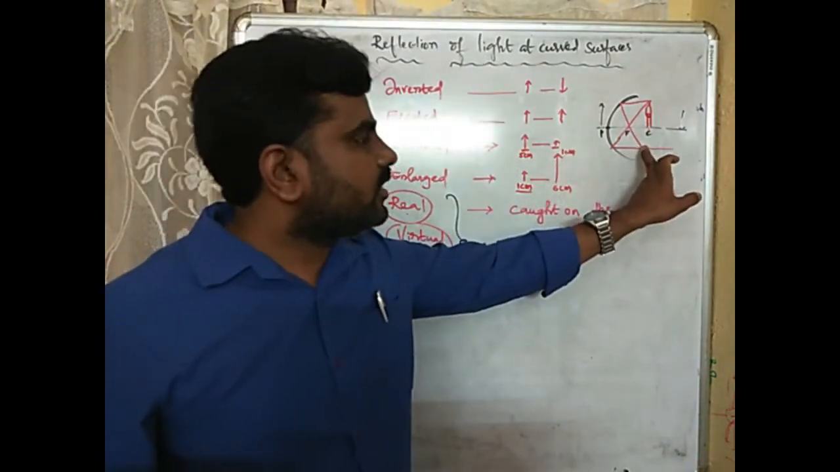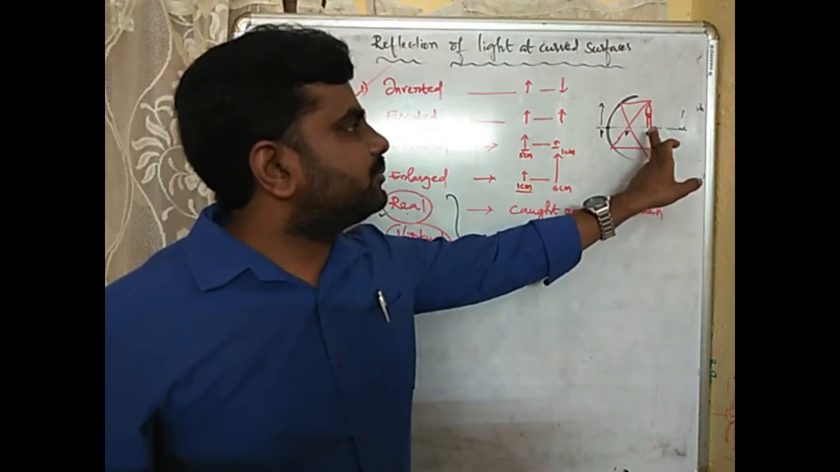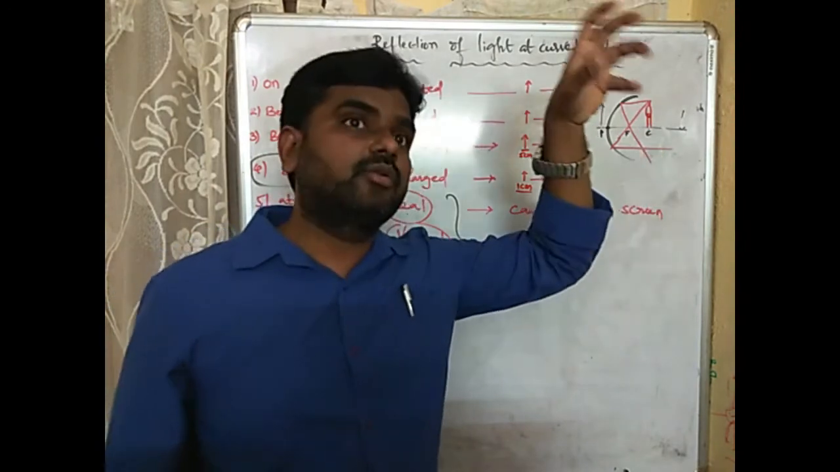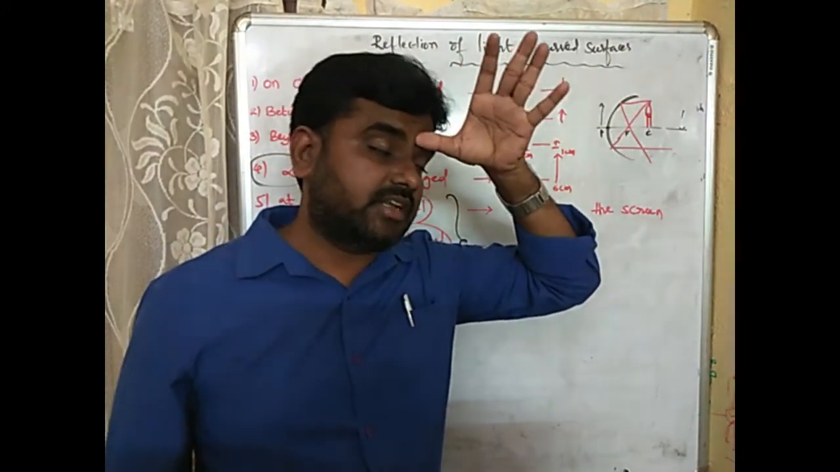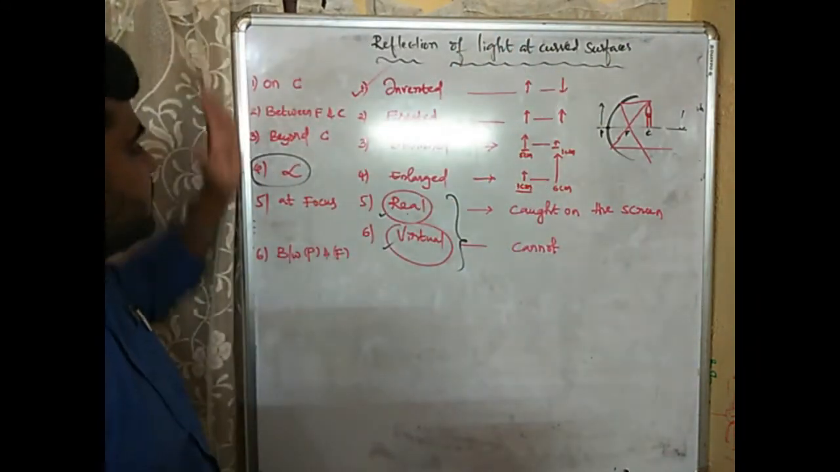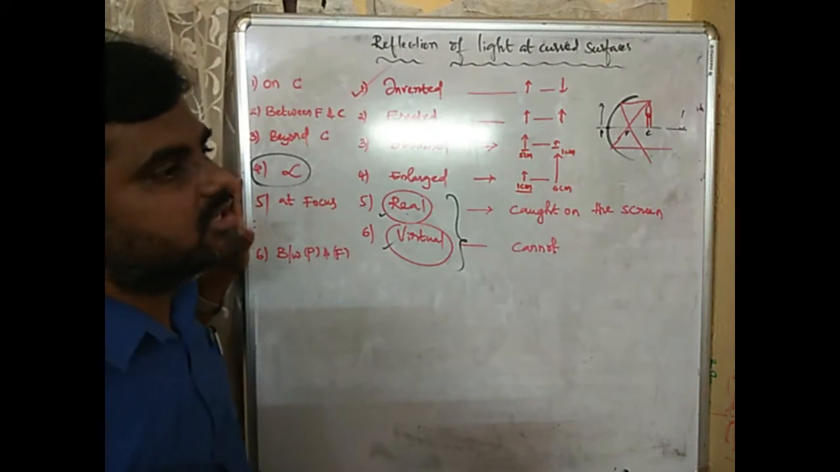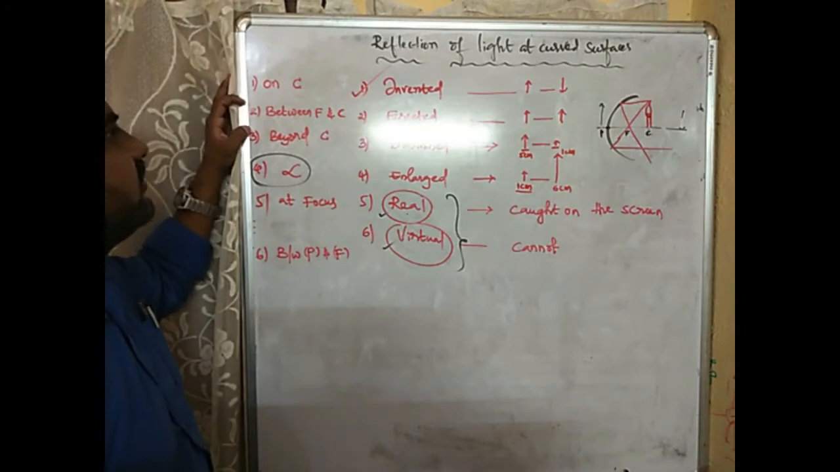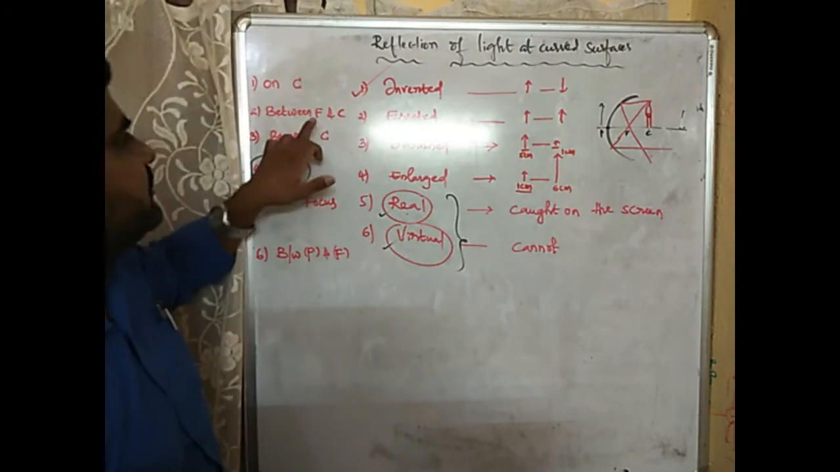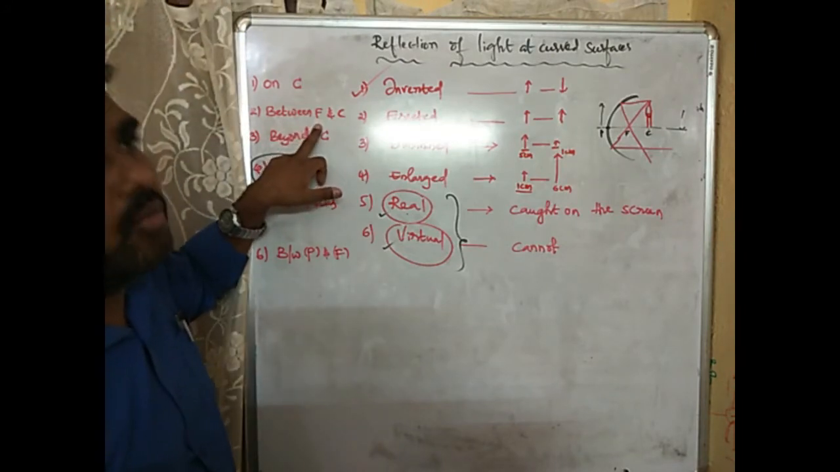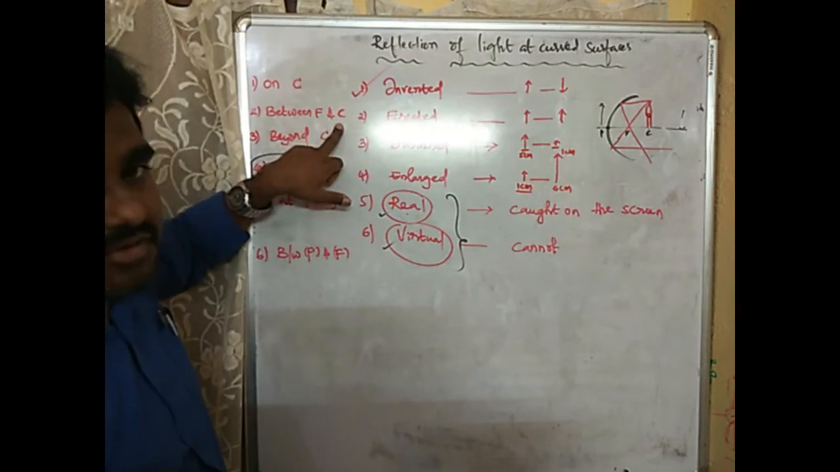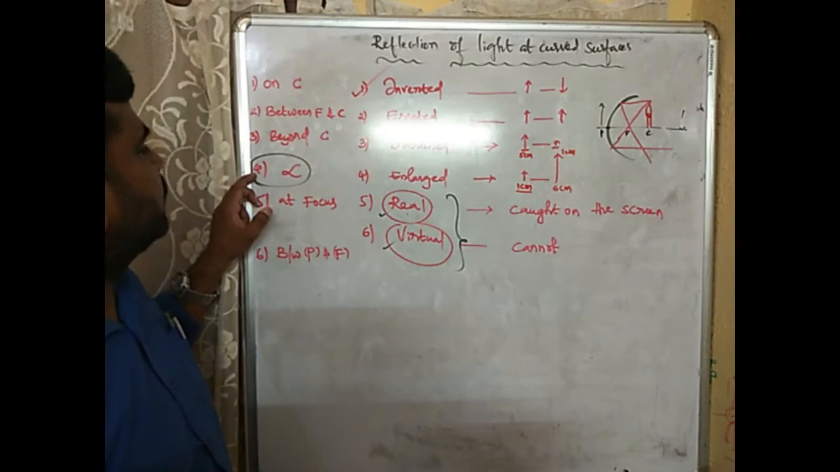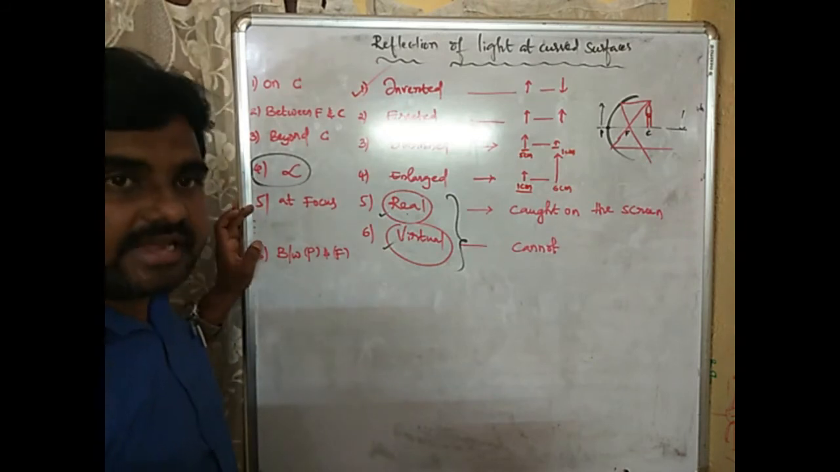Now we are going to study the properties and characteristics of the image. That's what we are going to learn in the next classes. But meanwhile, we'll see how many positions of the object we are going to learn. First thing is on C. Second one, between F and C. F stands for focal point or focus. C stands for center of curvature. And the next one, beyond C. And fourth, infinity. Fifth one is at focus.